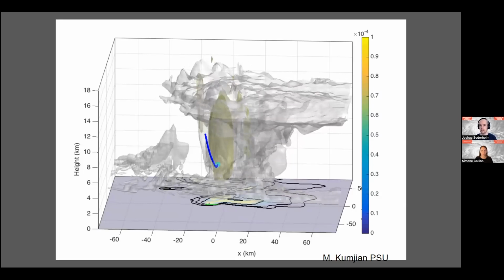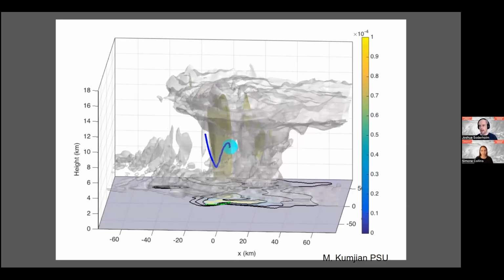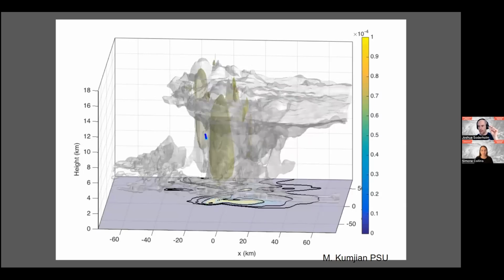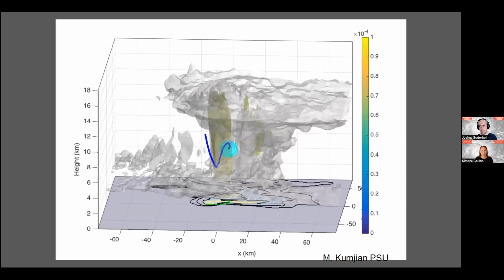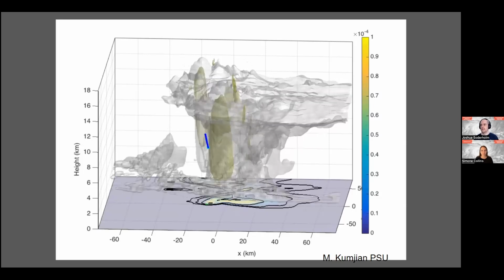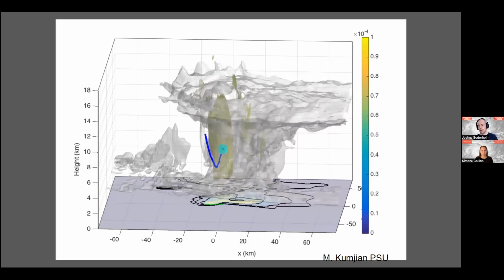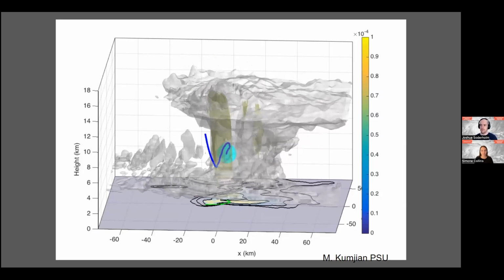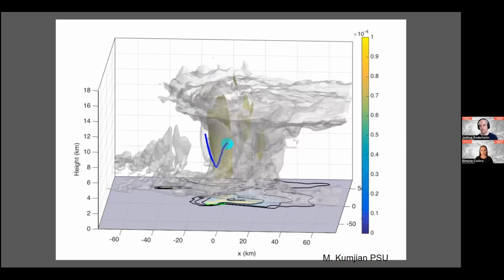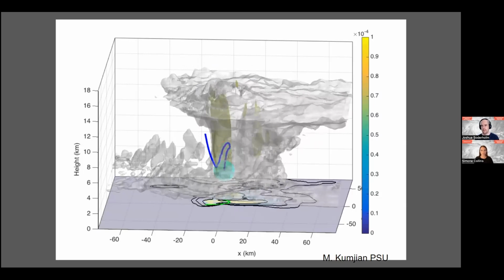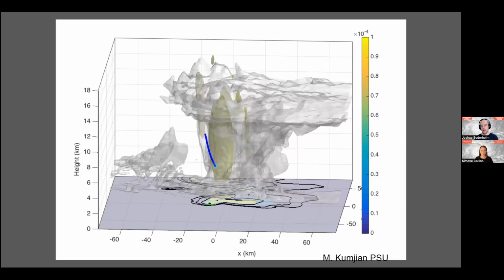So this is essentially the life cycle of a hailstone. It starts as a little speck of ice, maybe only a few millimeters across, but once it makes its way into this updraft region, it starts to grow and grow and grow. The size at which it grows to is dependent on how long it gets to grow and how much water there is within the hailstorm.